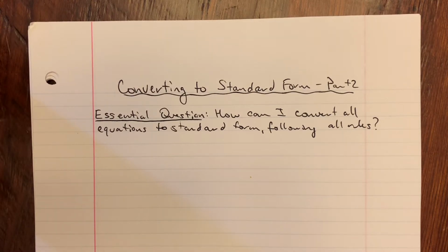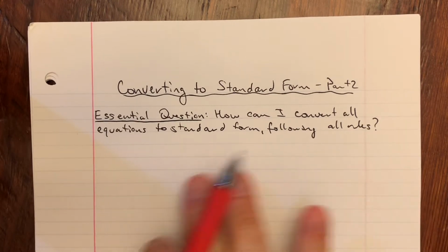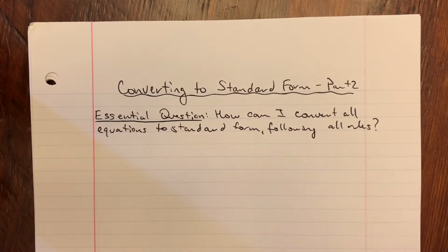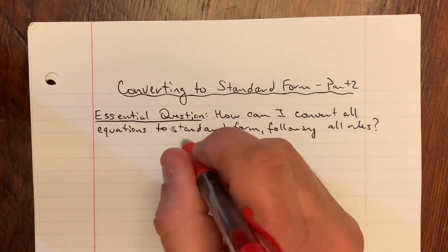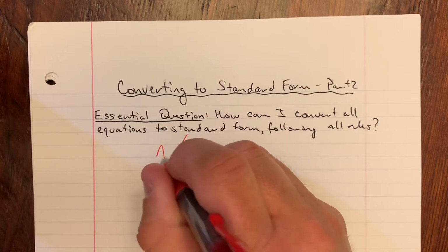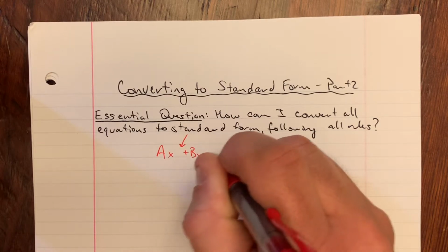All right, folks, today we're going to be converting to standard form again, part 2. And our essential question is, how can I convert all equations to standard form following all rules? Now, the rules part is a little bit different. We didn't really have to follow any of these rules for our last lesson, so today we're going to. As a reminder, standard form is ax plus by equals c.